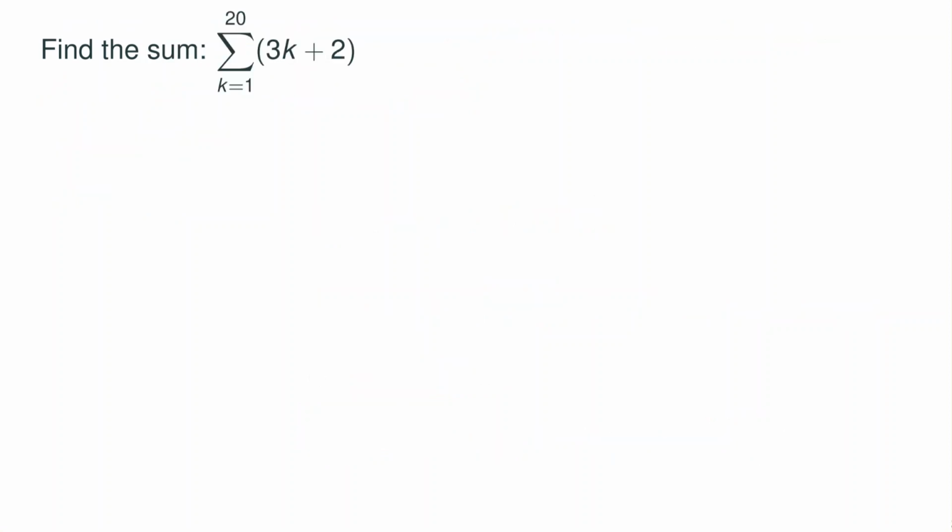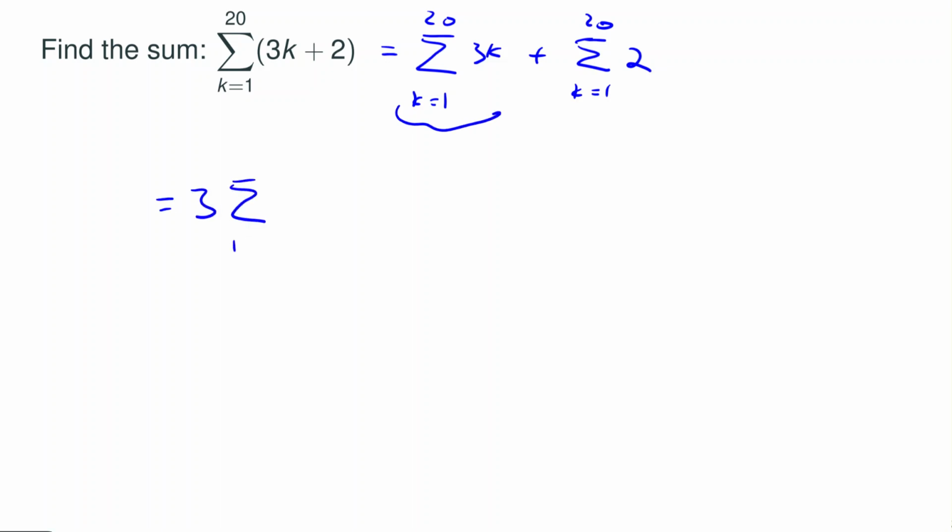Find the sum. For this one, we can use the sum property where we can break it down into two separate sums: the sum from 1 to 20 of 3k, plus the sum from 1 to 20 of 2. Okay. So for this one right here, we can take the 3 out. So we can do 3 times the sum of k from k equals 1 to 20, plus the sum from k equals 1 to 20 of 2.